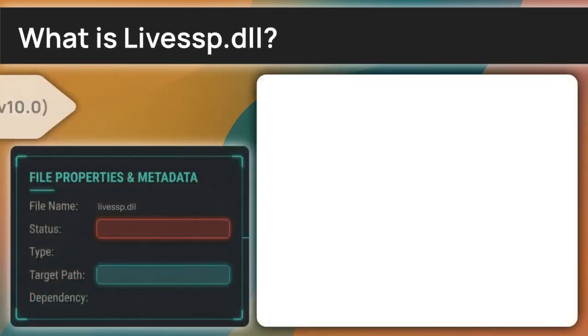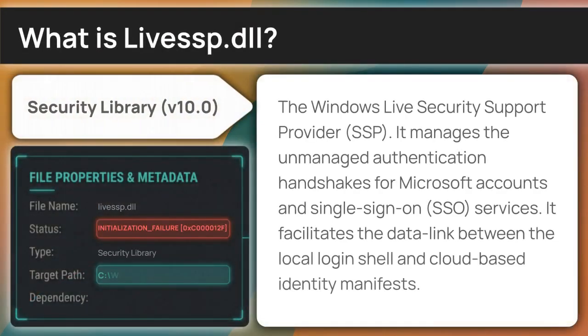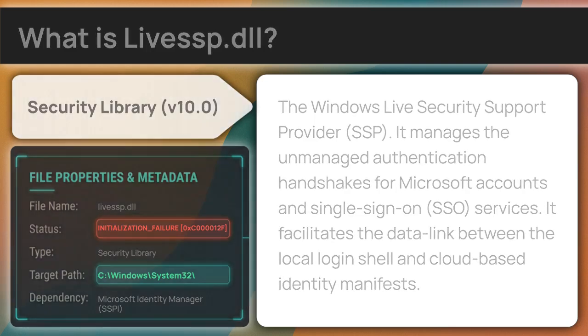This is the Livessp library, the Windows Live Security Support Provider, SSP. It manages the unmanaged authentication handshakes for Microsoft accounts and single sign-on, SSO services. It facilitates the data link between the local login shell and cloud-based identity manifests. Knowing the file's purpose is helpful, but now we need to physically restore it.